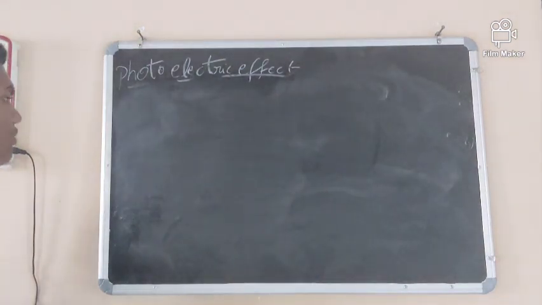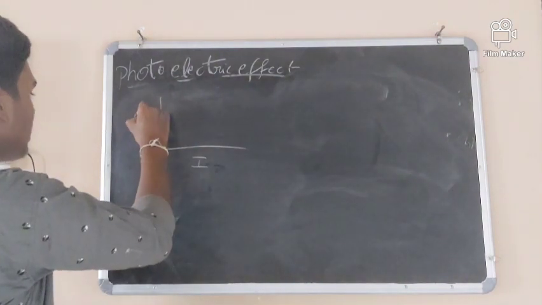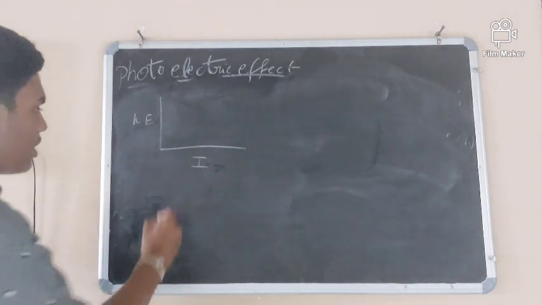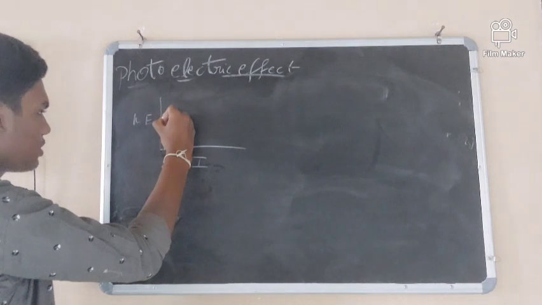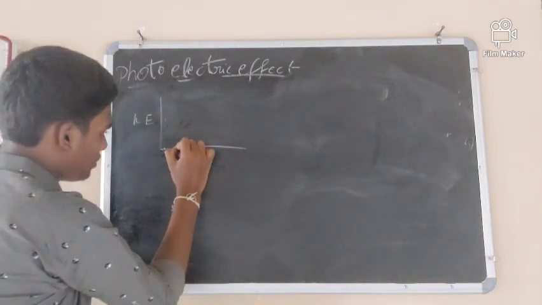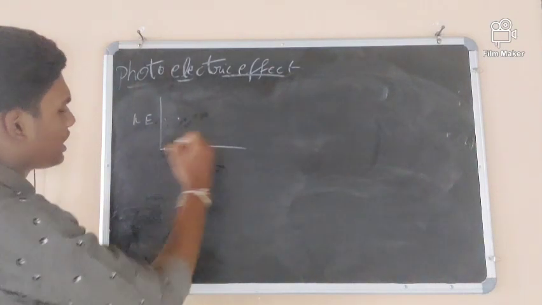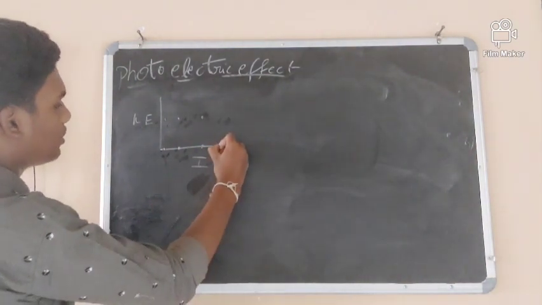Now let us see graphs. Let us first see the intensity versus kinetic energy graph. Does it actually increase? Let us see. When we take this point of intensity, the kinetic energy is constant. When we take this point of intensity, the kinetic energy is still constant. When we increase the intensity, the kinetic energy is also the same constant.